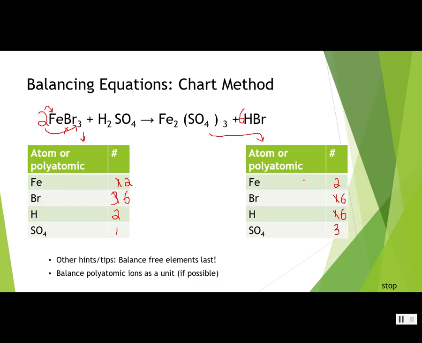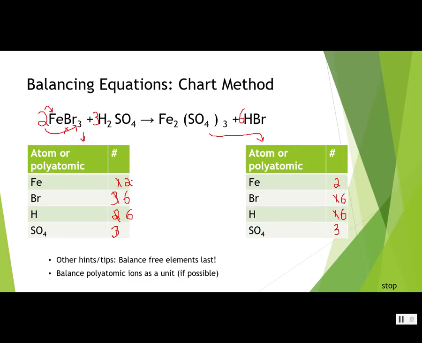So my irons are balanced, my bromines are balanced. Hydrogen, I've got 2 on the left, 6 on the right. The only way to get 6 on the left is to add a 3. That will give me 3 times 2, or 6 hydrogens. It will also give me 3 SO4 chunks, or 3 sulfates. Just go ahead and put a 3 there, and hey, that's going to work out great, because how many sulfates do I have on my product side? I have 3. So I have gone through and balanced each element, or each chunk.